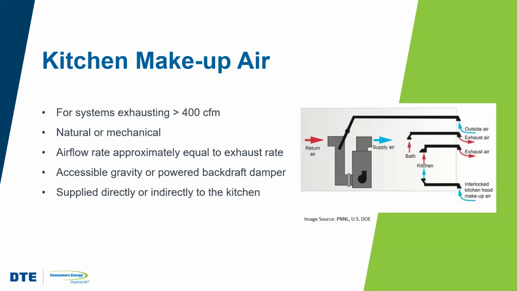When the kitchen system is exhausting more than 400 CFM of air, we definitely want to have makeup air, right? You've exhausted a significant amount of air. We've got to make that up, right? So we're going to have a makeup air unit to do that. This unit will then bring in the amount of air that's necessary to balance what we've exhausted from the home. Here in Michigan, we would want to have a mechanical system, right? And it would also, again, have a backdraft damper, and it could be supplied either directly or indirectly to the kitchen.